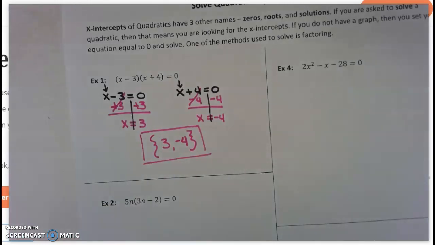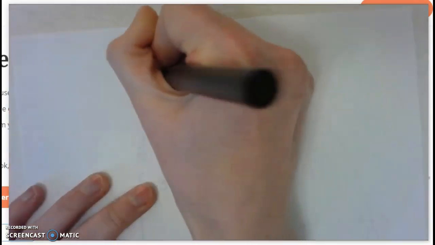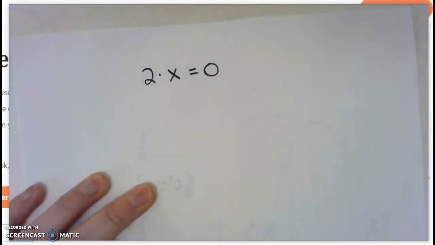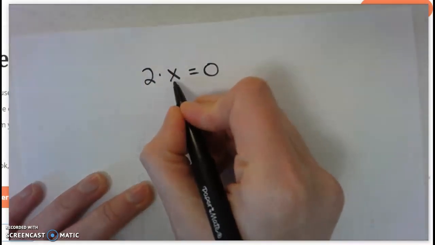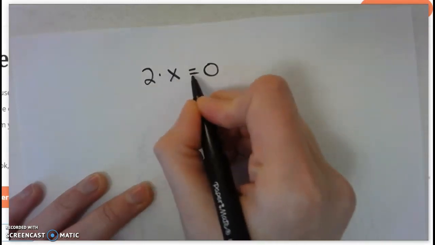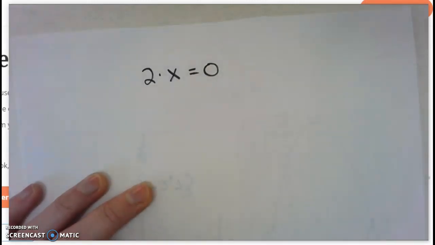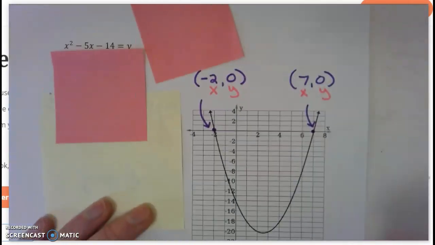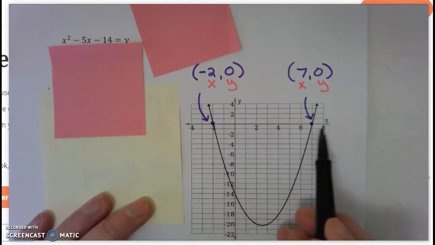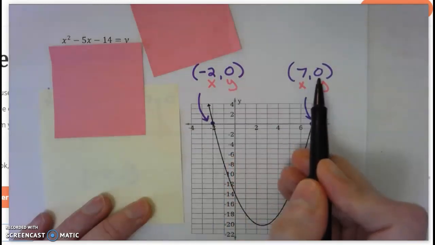Okay, so why did that work? Let's back up for a second right here. Now, if I gave you this problem, 2 times x equals 0, well, there's only one number that x could be, because anytime you multiply two numbers together and your answer is 0, then that means one of the numbers that you multiplied by would have to be a 0. So that's how I know x is 0. Why does that help us? Because of this. When you cross the x-axis, your y value is always 0.